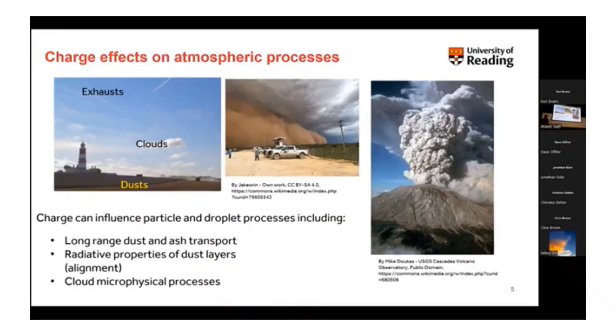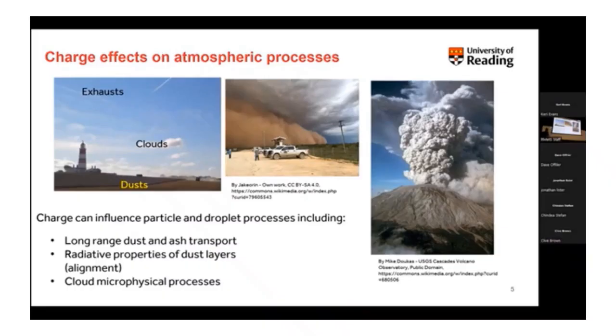So there's been some theory and measurements that suggest that the particles can align in the electric field and act like a Venetian blind type effect, which affects the amount of solar radiation that's transferred through a dust layer. And then the other thing, which is what we're going to talk about tonight, is the effect of charge on cloud microphysics.